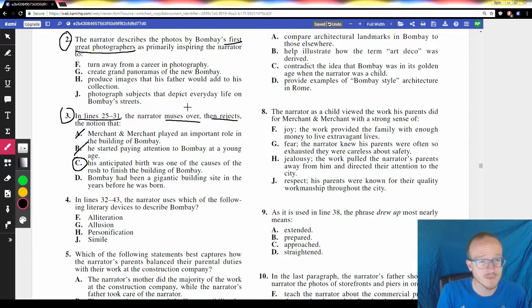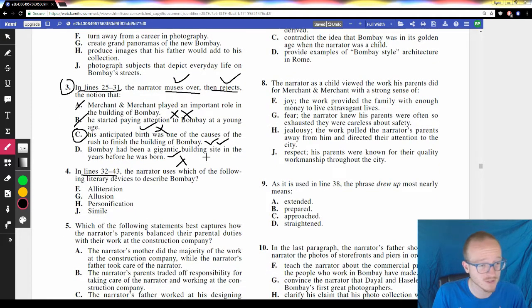So one of my students actually came up with this idea of multiple checks, right? In order for an answer to be correct here, I need to get a check for musing over and a check for rejecting. Here I get a check, no. Here I got a check, check. Here I got a check, no. And here I get a no, no. Now probably this merchant thing is true, but it's not in lines 25 through 31. So really zoom in on that and restrict your attention to that space.